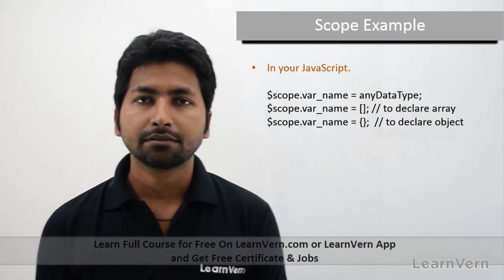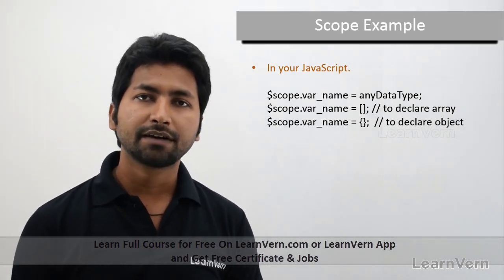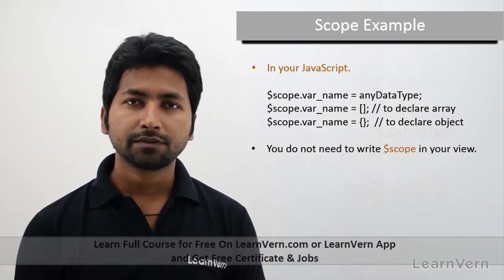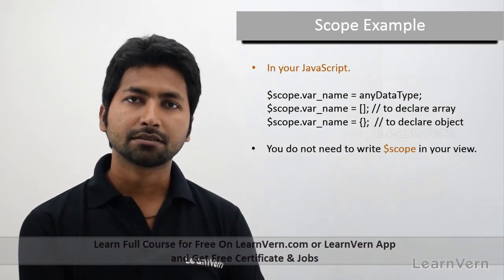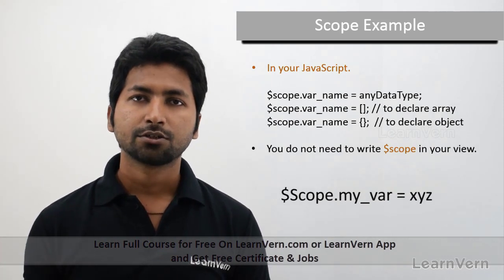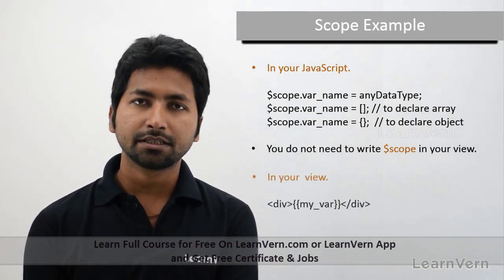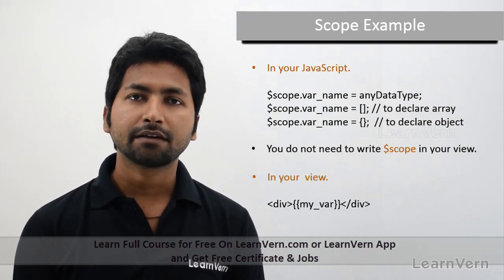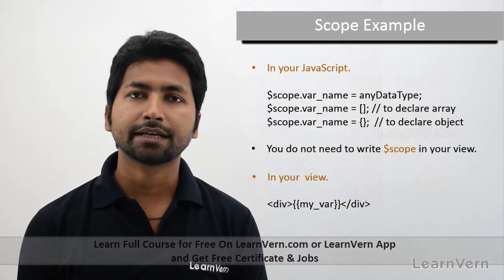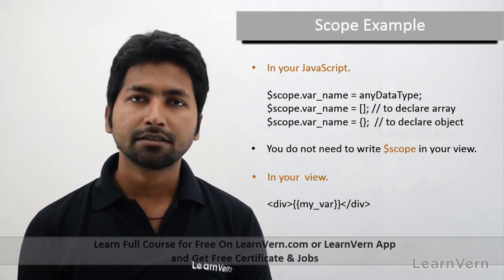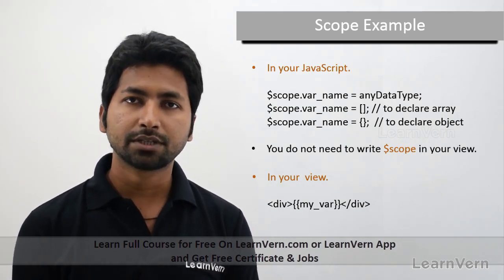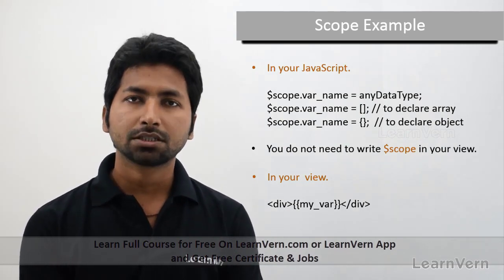So just remember one thing, when you are using your scope in your HTML file, then you do not need to write $scope. Okay, so basically what do we write? We write only the variable part. Suppose I have written $scope.myvar is equal to xyz. So if I want to access that variable in my view, then what will I write? I will write within my curly braces myvar. So this is the process of accessing scope. In detail we will see in an upcoming session. I will give you a demonstration, an example where you can easily find out what it does and what it is used for.